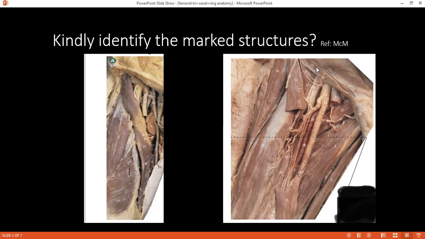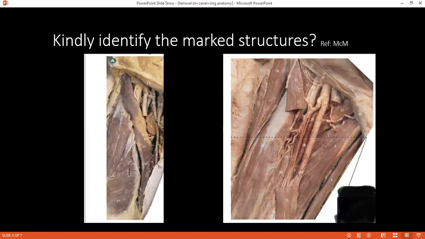Laterally it is formed by the sartorius, which is number 21, and medially it is formed by the adductor longus, which is number 2. The floor is formed by the iliacus, pectineus, and also by the adductor longus. Can you please tell me what the roof is formed by? The roof is formed by the fascia lata and the superficial fascia, and also contains some superficial inguinal lymph nodes.